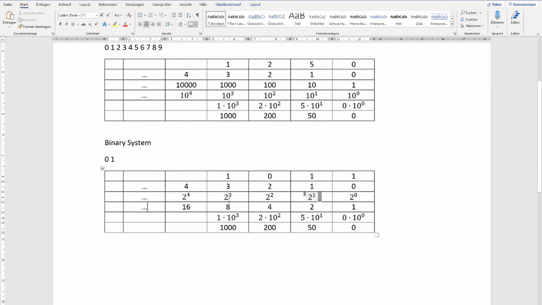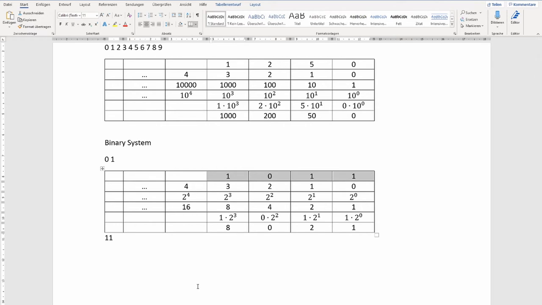Okay? And here we do it the same. That's of course then 2, 2, 2, 2, 2. 1 time this, 0 times this, 1 time this, 1 time this. And here the values: 1 time 8 is 8, 0 times 4 is 0, 1 time 2 is 2, 1 time 1 is 1. And if I now add everything together, 8 plus 0 is 8, plus 2 is 10, plus 1 is 11. This number is 11 in decimal.